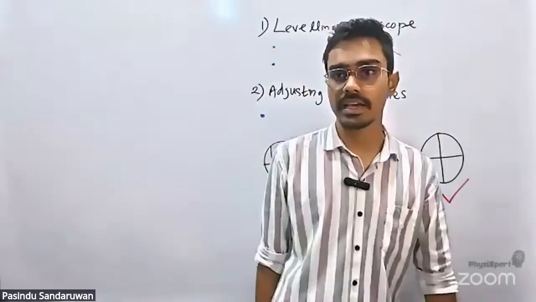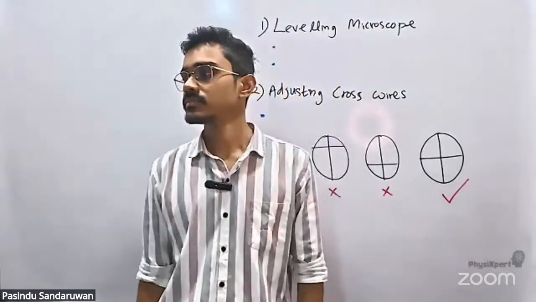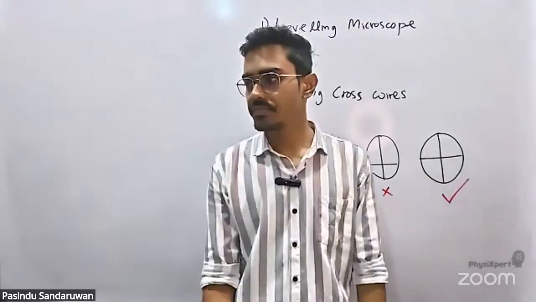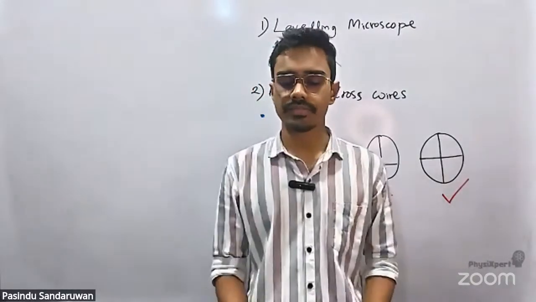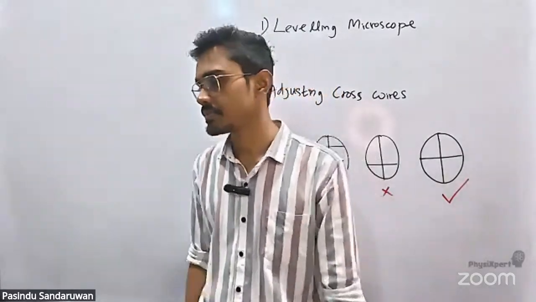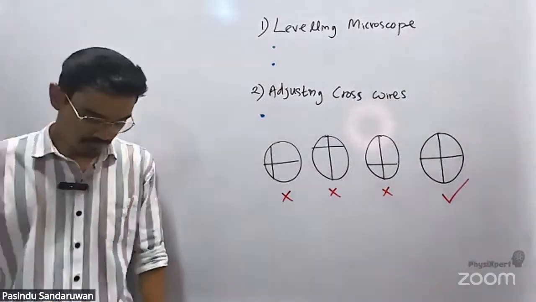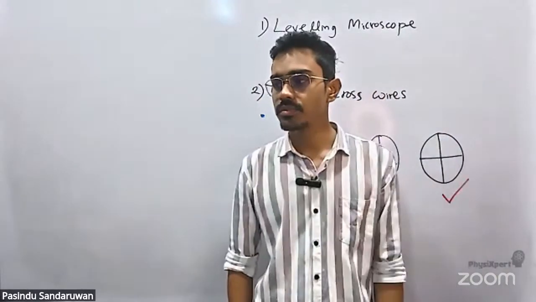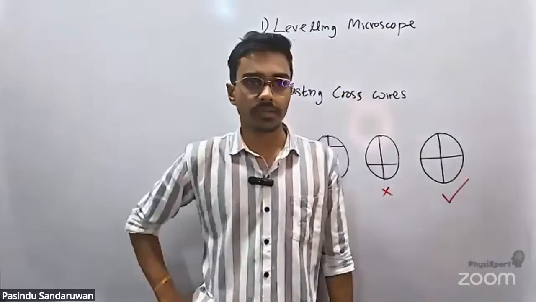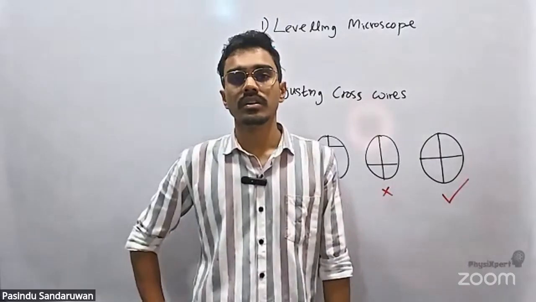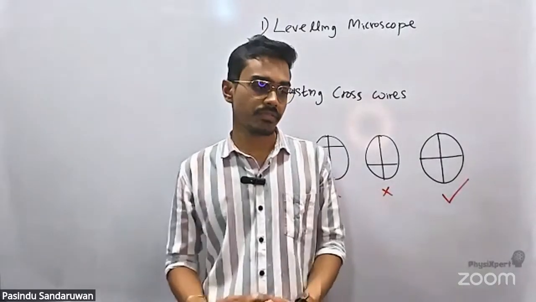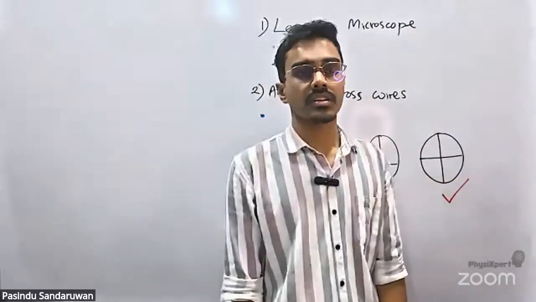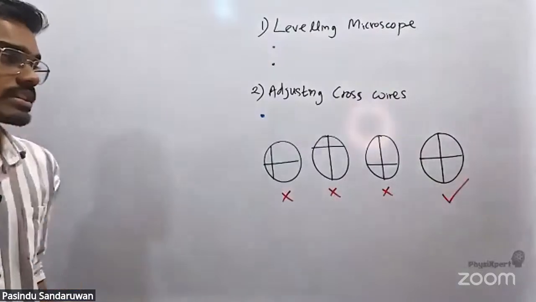Okay, next heading. Write down: determination of internal radius of rubber tube using traveling microscope. Okay. Look at the board.